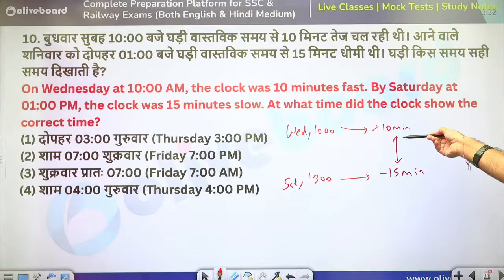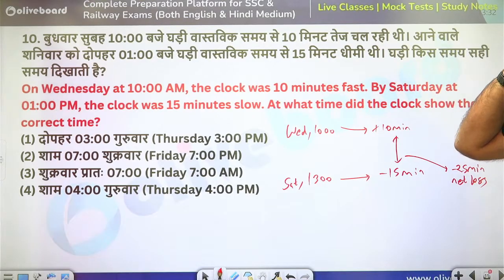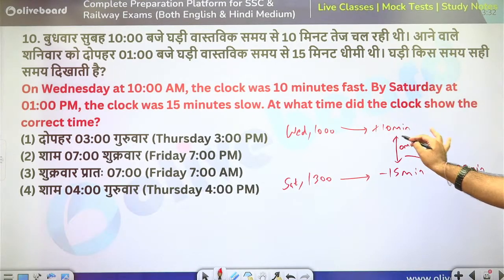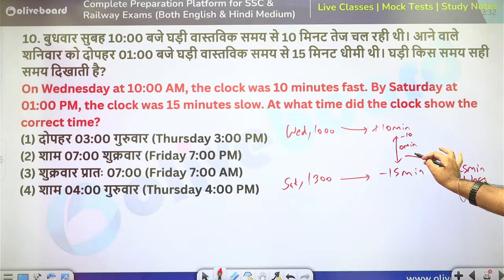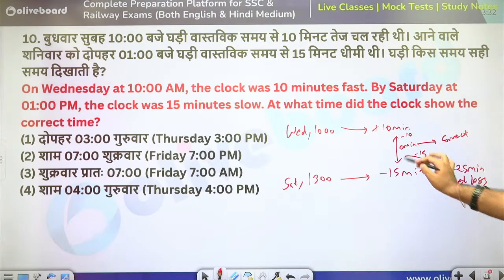It first lost 10 minutes. Okay. And then it further lost 15 minutes. So there's a total loss of 25 minutes. Correct? This is the net loss. And somewhere in the middle, it might have come to 0 by losing 10 minutes and further losing 15 minutes. Correct? This is where it will be correct. Right? When this loss becomes 0 minutes is when it will show the correct time. So this is what we are looking for.